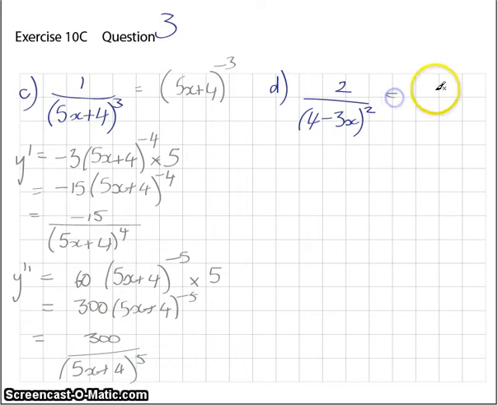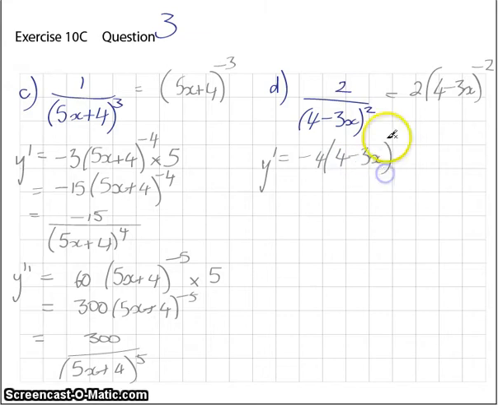Okay. Last one for this set. This becomes 2 lots of (4 - 3x) to the minus 2. So my first derivative is the derivative of the outside, which is minus 4, (4 - 3x) to the minus 3. Derivative of the inside, minus 3. Tidy that up. Come back later to put it into fractions.